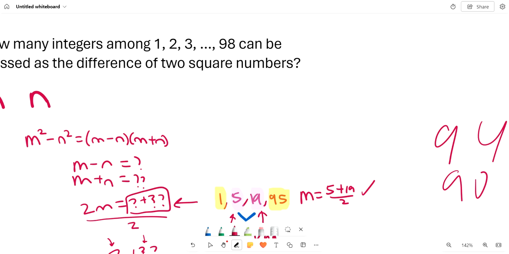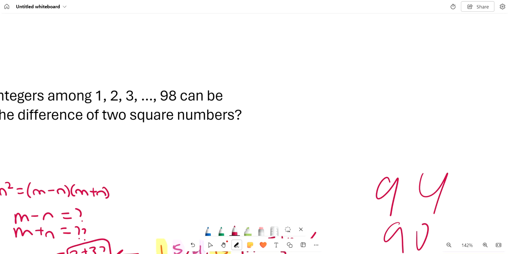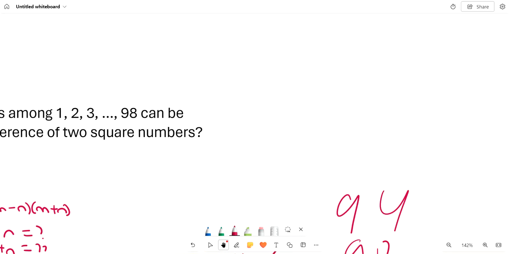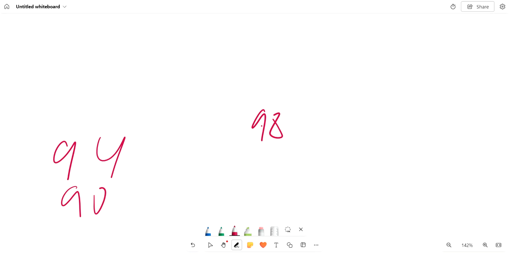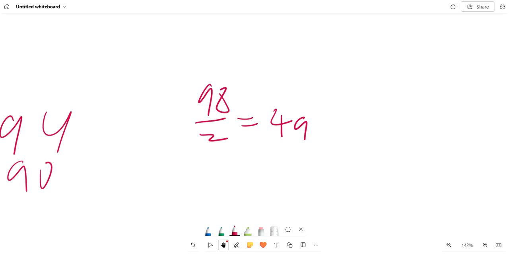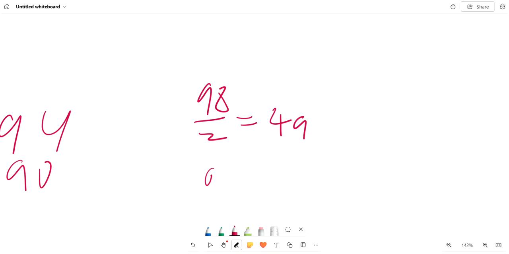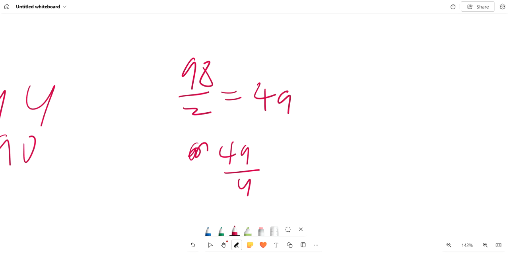So we just have to find how many numbers like that there are and subtract from 98. To find those numbers, we have to find how many even integers there are. That's just 98 over 2, which equals 49. And then how many multiples of 4 there are, because if they're not multiples of 4, then they're multiples of 2 only. So we get 49 over 4, and then we round it down.